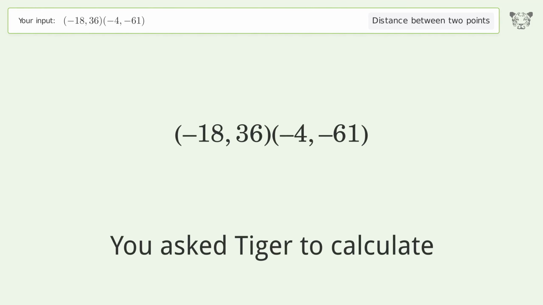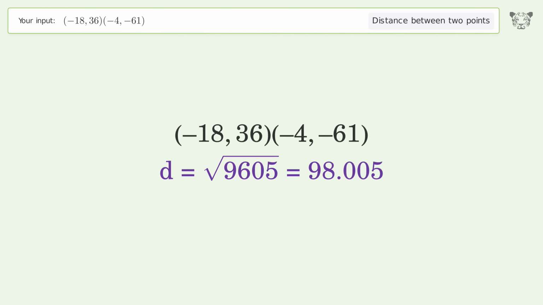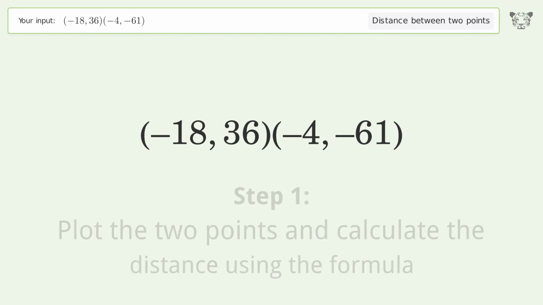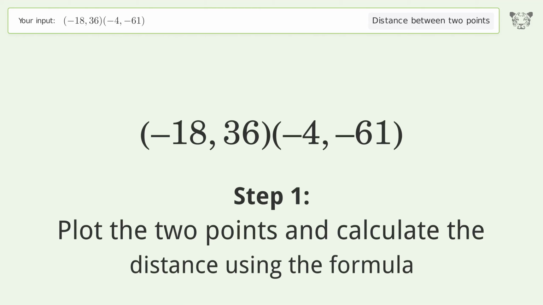You ask Tiger to calculate. This deals with the distance between 2 points. The distance between the 2 points is the square root of 9,605 or 98.005. Let's solve it step by step. Plot the 2 points and calculate the distance using the formula.